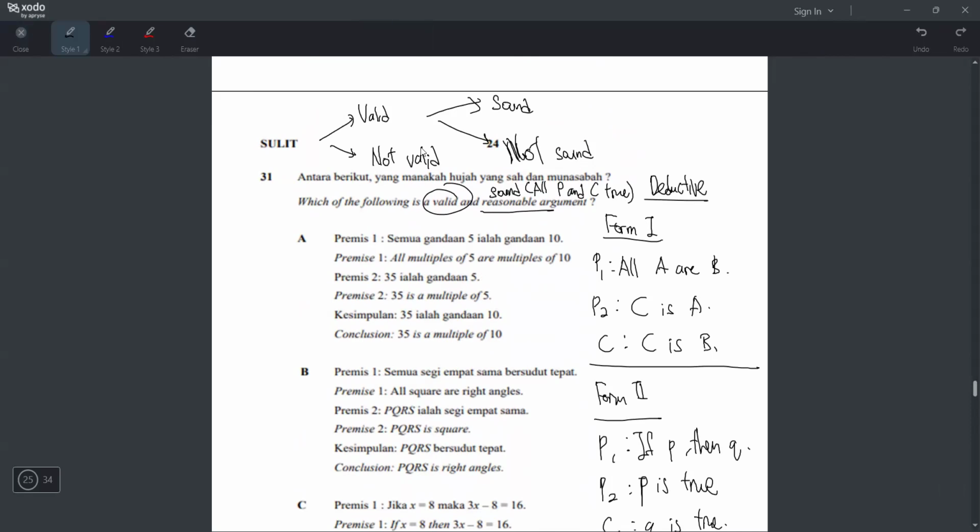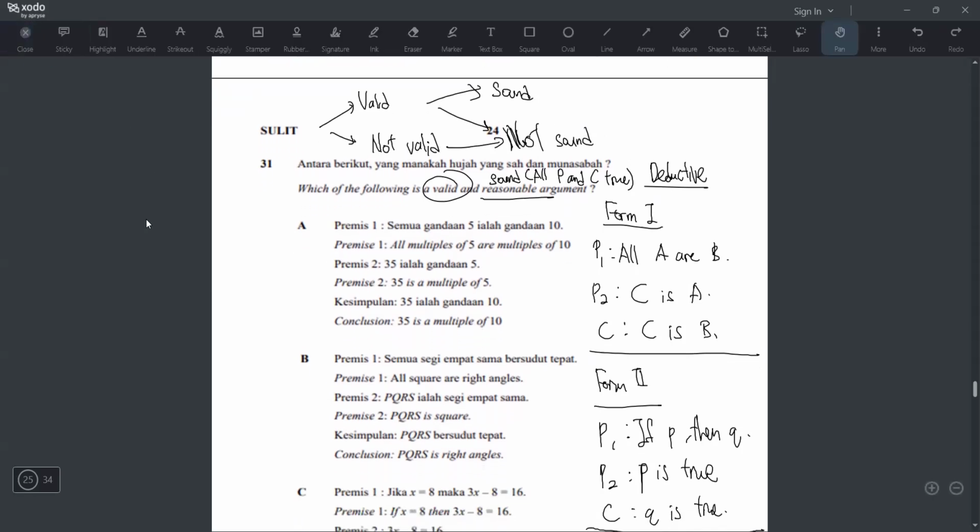But you need to know something. Kalau dia not valid, means kalau dia tak ikut 3 form ni, then confirm dia automatically not sound lah. Not valid, automatic, dia satu jalan saja. Not valid dia mesti not sound. Dia tak boleh not valid and sound. Tak ada. Not possible. So kalau not valid mesti not sound. Okay, I think I'm done teaching.